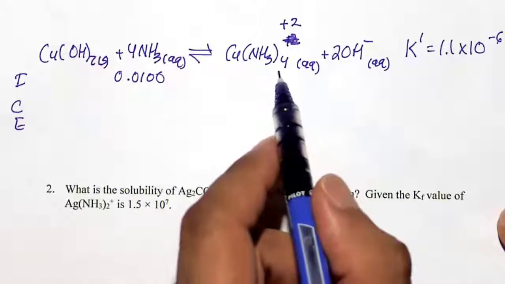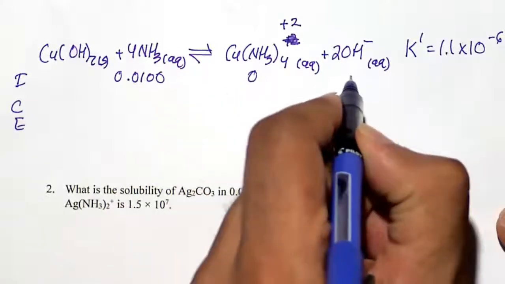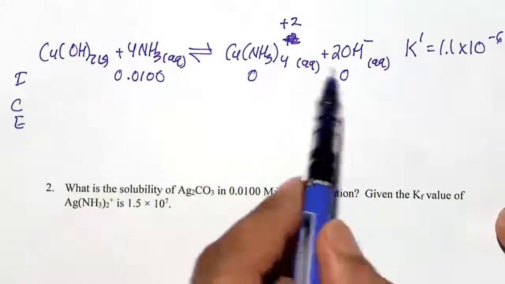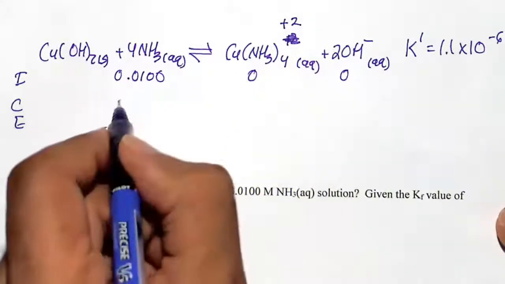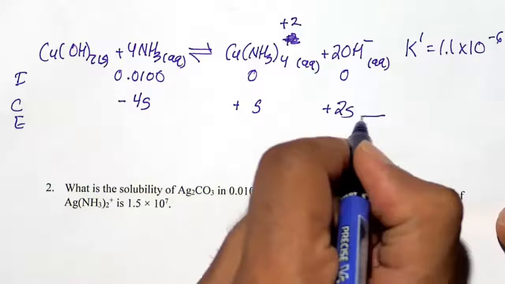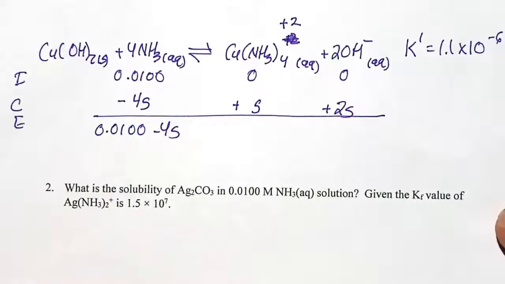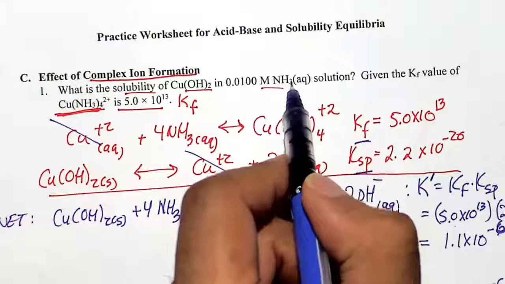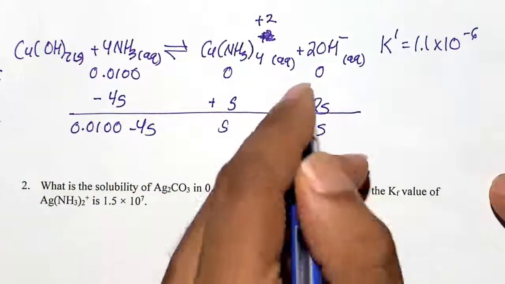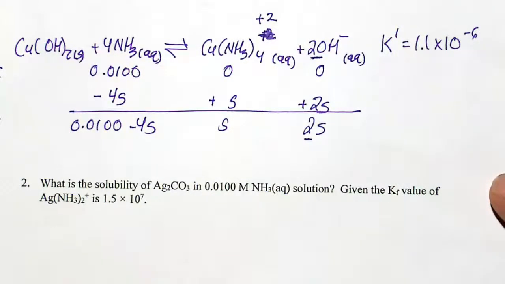Stability of this copper ammonia complex, so that's going to be 0, and hydroxide is going to be 0. So the reaction is going to go this way. We want to figure out how many ions in solution are going to form. So this will be minus 4s. This would be s. This would be plus 2s. So in equilibrium, we'd have 0.0100 minus 4s of the ammonia. Notice this is dominating, 0.0100. Our complex ion concentration is s, and by virtue of 2 moles of hydroxide being formed, our hydroxide concentration is going to be 2s.